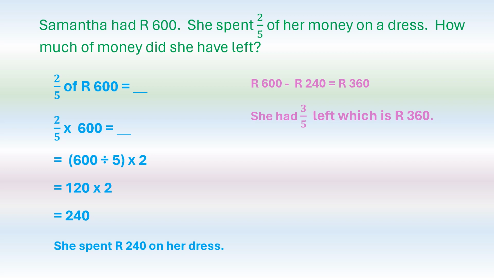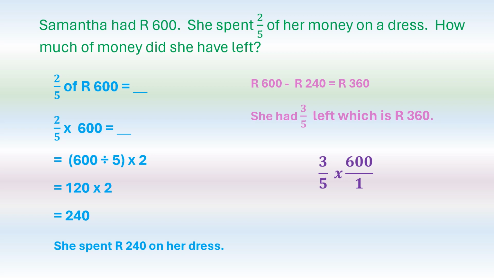Now there is another way of doing it and I'll show you. So you can say 3/5 of 600 over 1. Now any number over 1 is always the number itself. You don't have to write the number over 1 because here we're just representing it as a fraction.